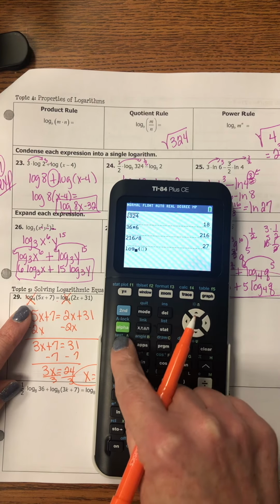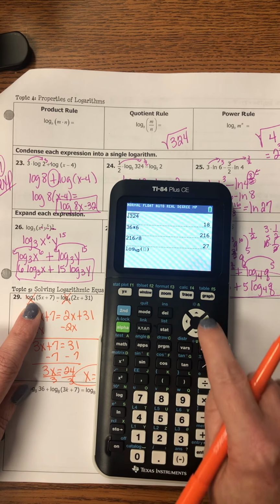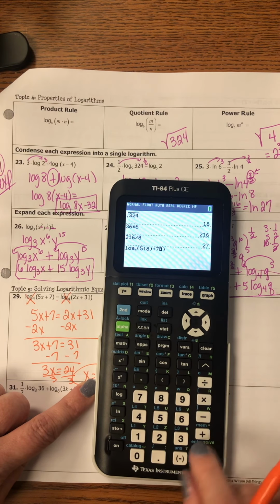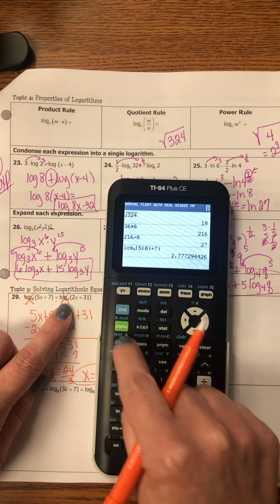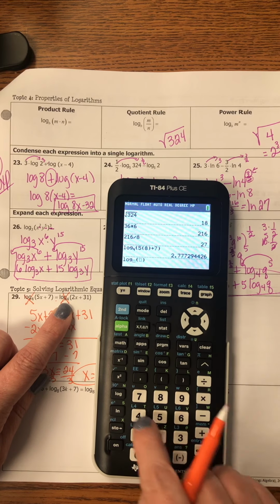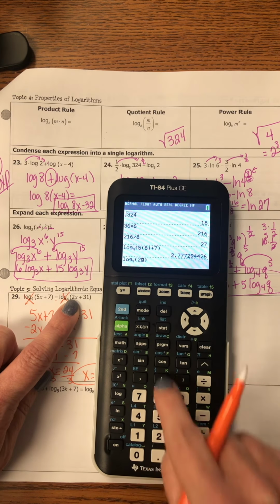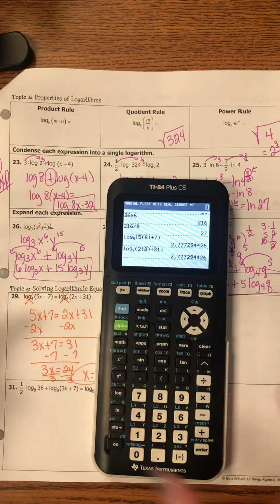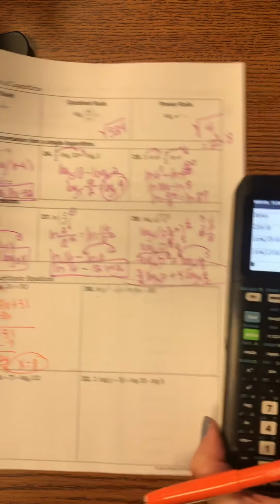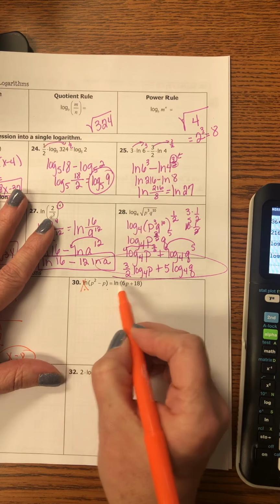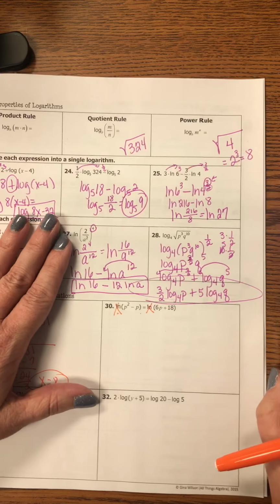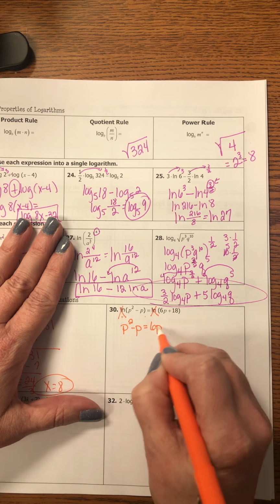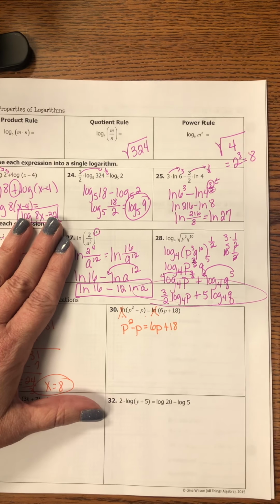So let's do math, alpha math, and we'll do log base 4 of 5 times x plus 7. That works. Then over here, we should get the exact same thing, log base 4 of 2 times x plus 31. Okay, so it works out beautifully, so that's our solution. On number 30, we have the natural log equals the natural log, so I'm able to drop those, and I have p squared minus p is equal to 6p plus 18.